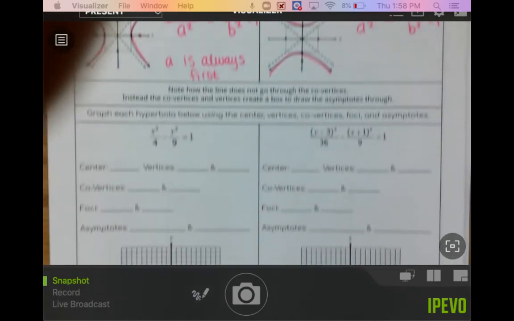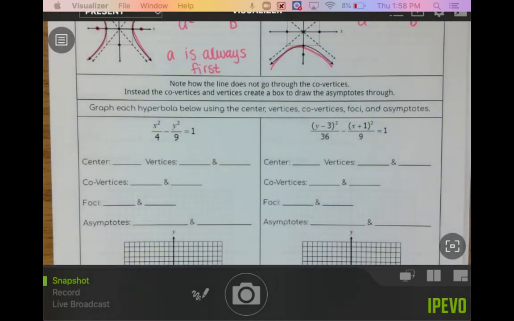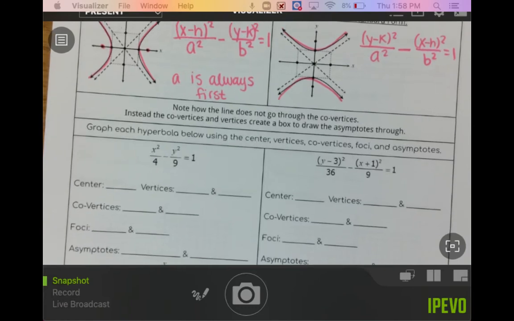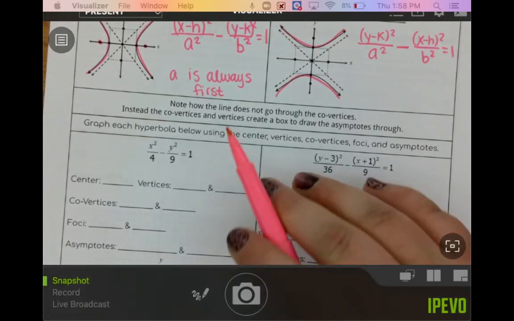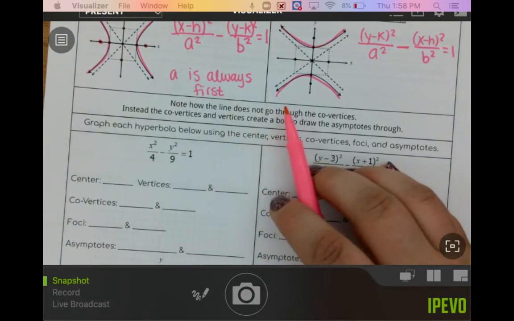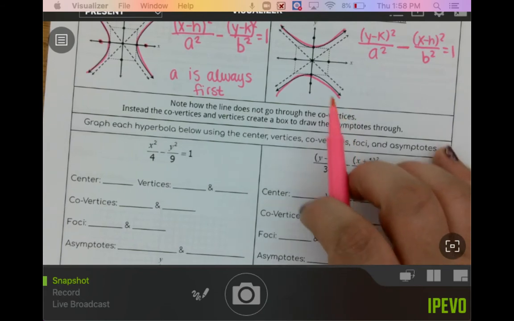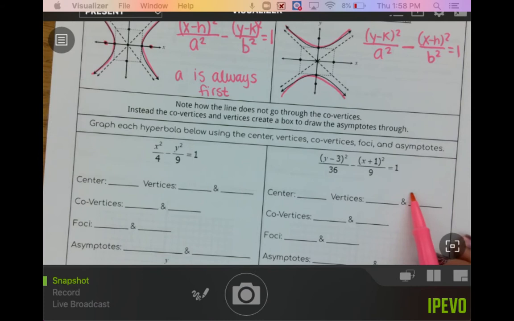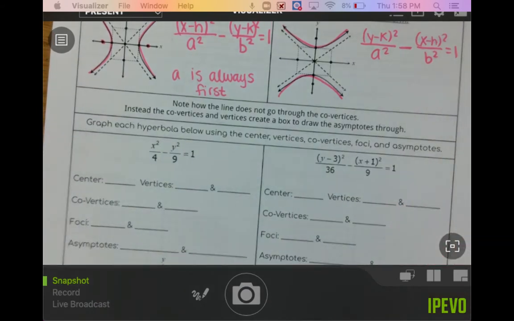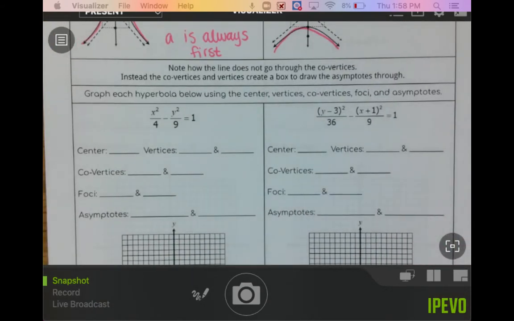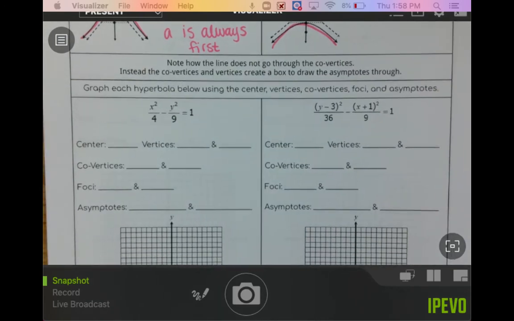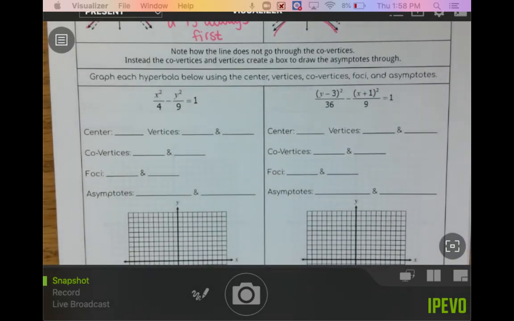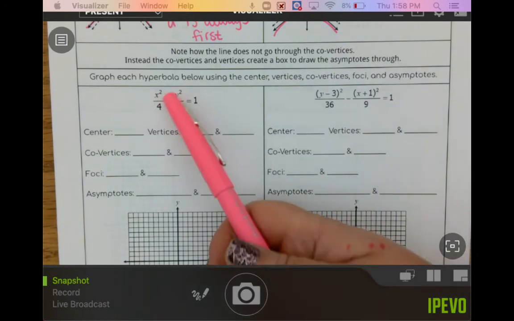A couple of notes. I already said this once, but now that we kind of see everything, the line does not actually go through the co-vertices. You just use the co-vertices to draw the box for the asymptotes to go through. Okay? And it makes a little bit more sense once you see an actual example. So while I know that was a lot of information and it's probably a little bit all over the place right now, I'm going to go ahead and just start with this one.